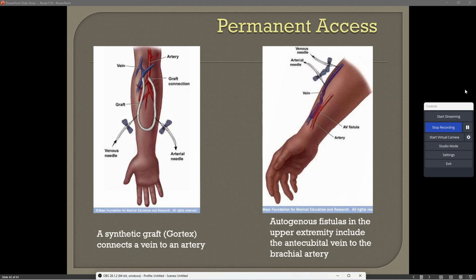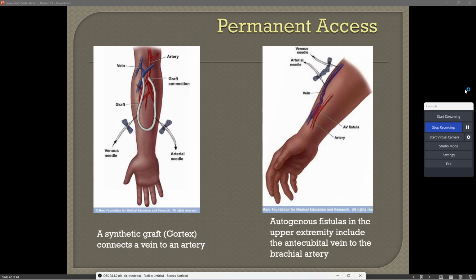A fistula is surgically implanted and is an autogenous fistula in the upper extremity, and usually see them on the left or right upper arm, or maybe even the lower arm a little bit toward the AC. But essentially, the antecubital vein to the brachial artery is connected, and when you do so, you end up with a fistula, an arterial and venous fistula, and then you actually push through the skin and directly into the ports or the vein itself and access it directly.